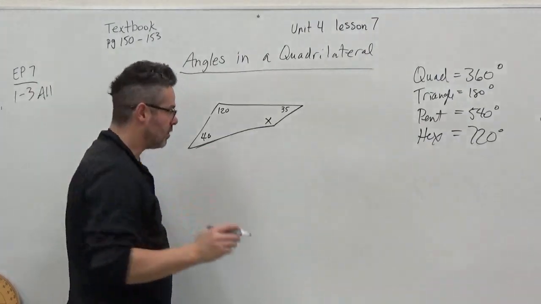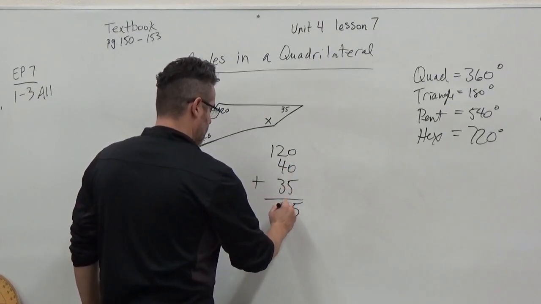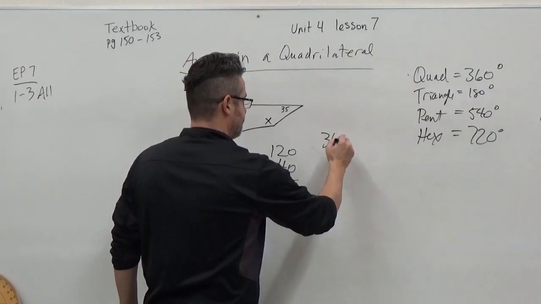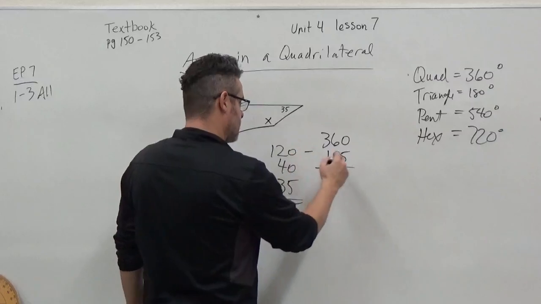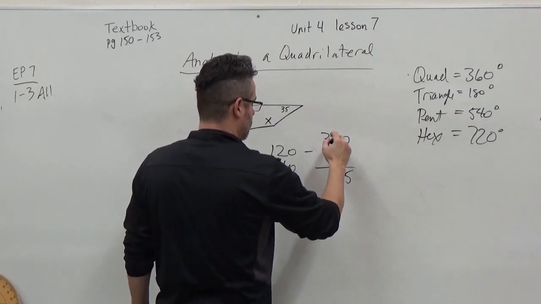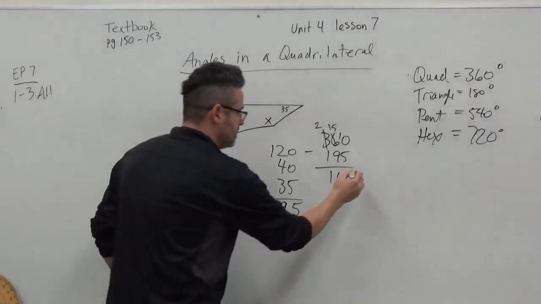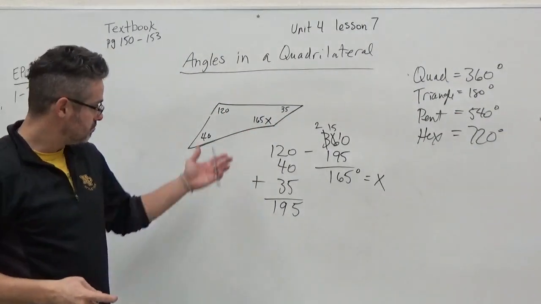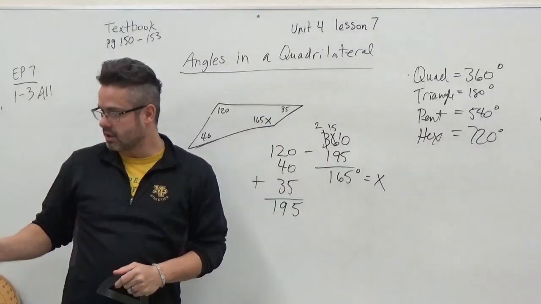Okay. Add up what we're given. 120, 40, and 35. So now we've got 195 used up. We know that a quadrilateral is 360. Subtract that. 195 that we already have, and what do we get? 165. So we have to do some borrowing, right? 6 goes to a 5, that's a 10. 3 goes to a 2, that's a 5. Okay, so 165 degrees equals x. So that's what x is, 165. Makes sense, right? That all adds up. So that's the kind of quadrilateral problem that you're going to come across in your worksheets.